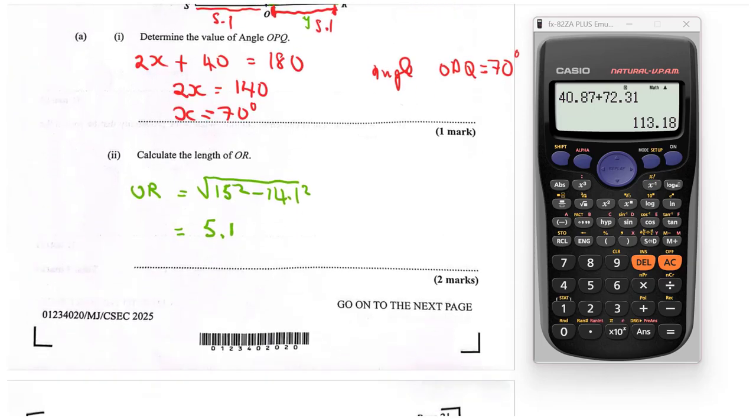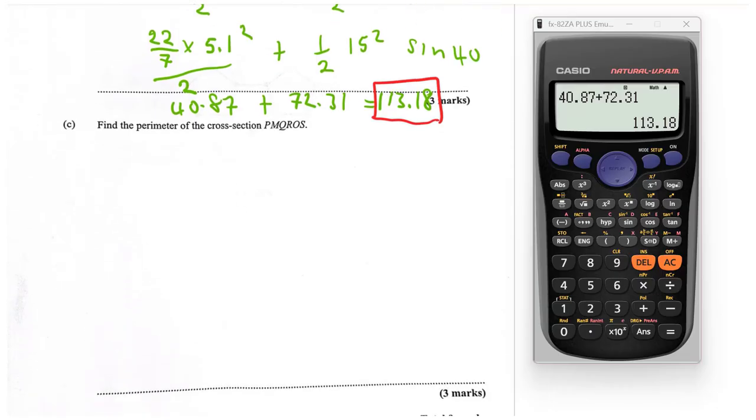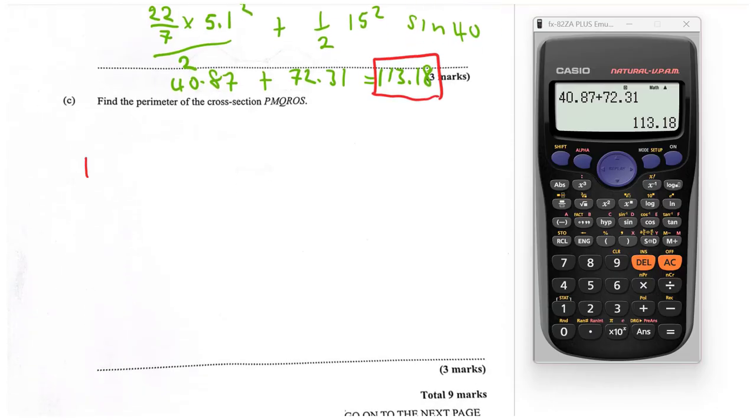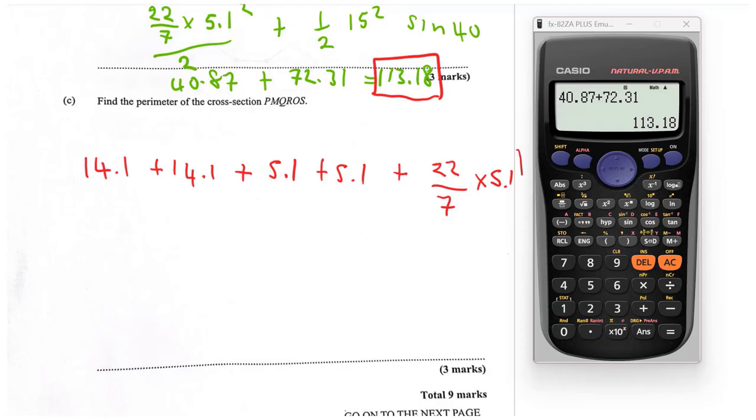So let's go back down to the space. It's going to be 14.1 plus 14.1 plus 5.1 plus 5.1, and then we have plus pi r. We know what r is already. R is the 5.1. So if we enter in our calculators, let's write down 22 over 7 times r, which is 5.1. So let's put that in bracket.